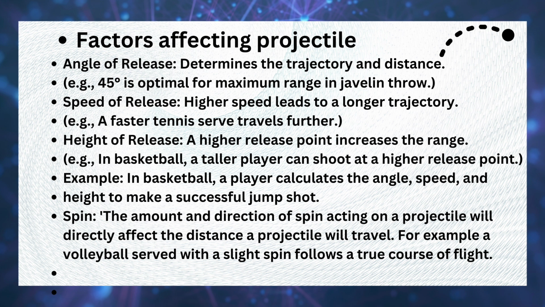Speed of release: higher speed leads to a longer trajectory. Example: a faster tennis serve travels further. Height of release: a higher release point increases the range. Example: in basketball, a taller player can shoot at a higher release point. Example: in basketball, a player calculates the angle, speed, and height to make a successful jump shot.